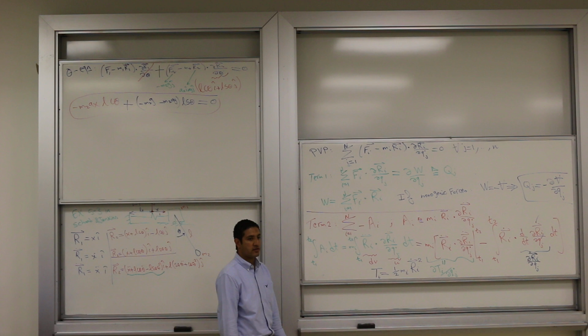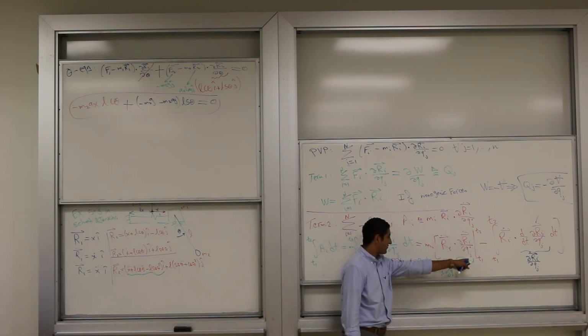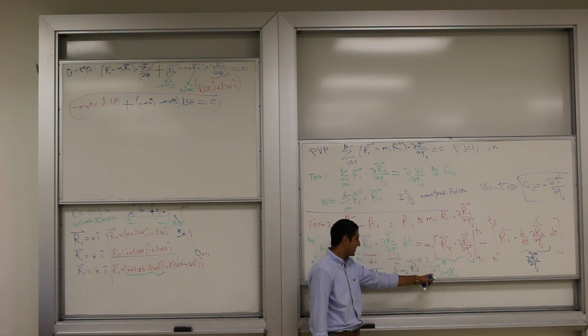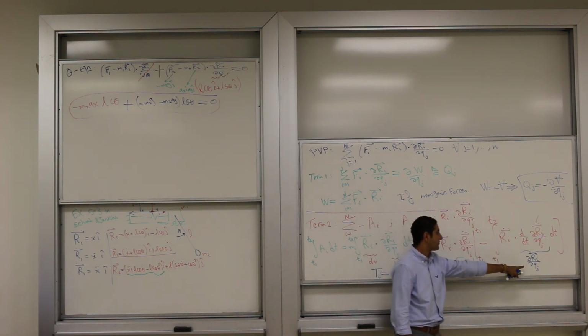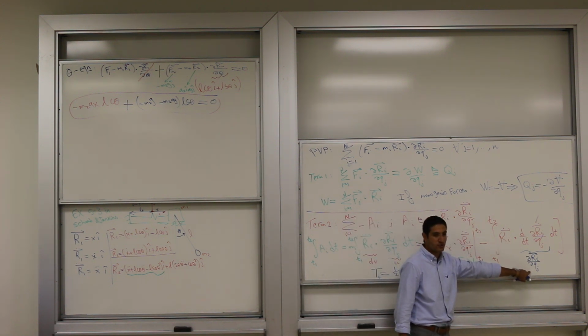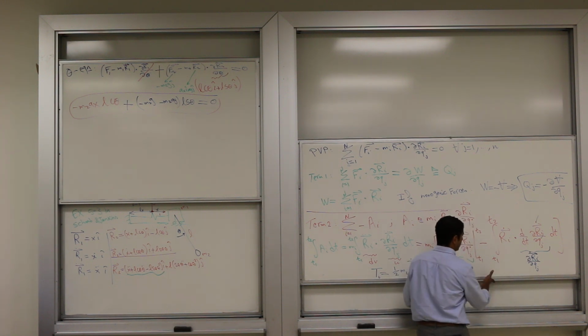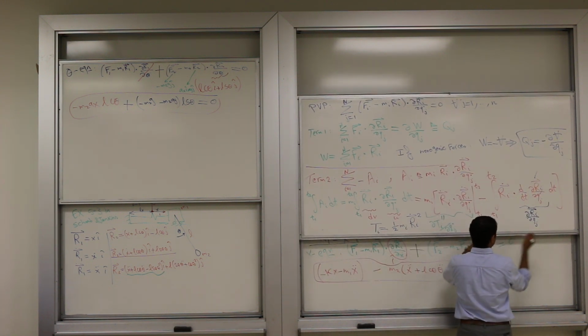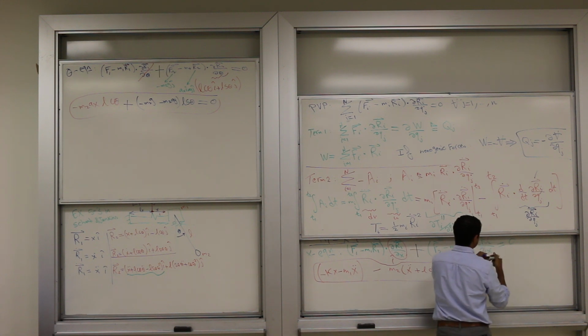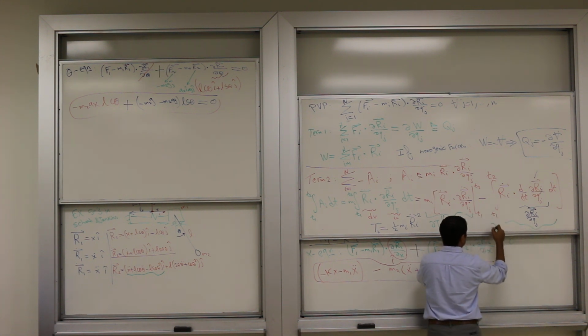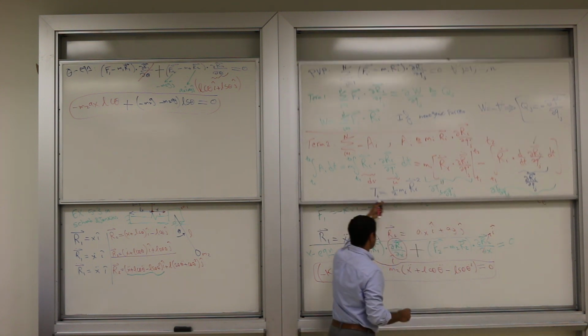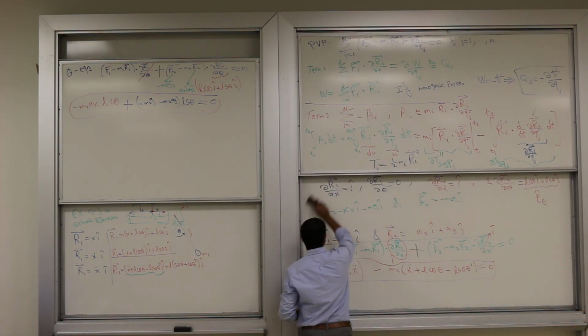We just did something similar. It was also V times partial V partial Q dot. This was partial T partial Q dot. The only difference is that we're just differentiating with respect to Q, not Q dot. So this whole term is partial T, partial Q, only Q, not Q dot. And now we're done.